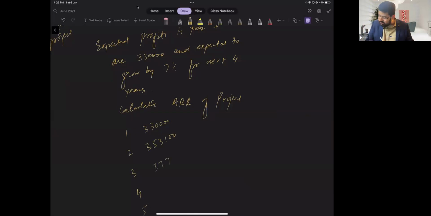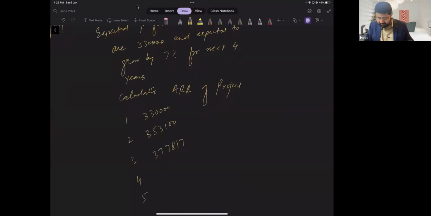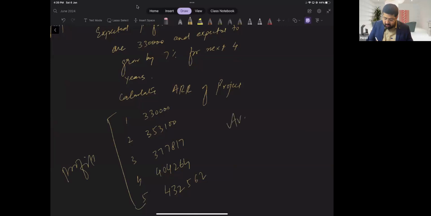Three double 7,817. You can check my calculation. I may make mistakes on the calculator. Yes. 432,562. So these are the profits. We have calculated the next 4 years, 5 years, sorry.